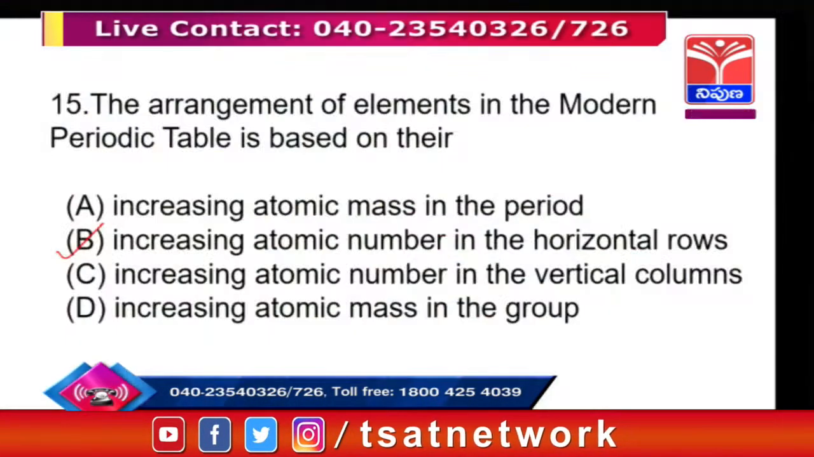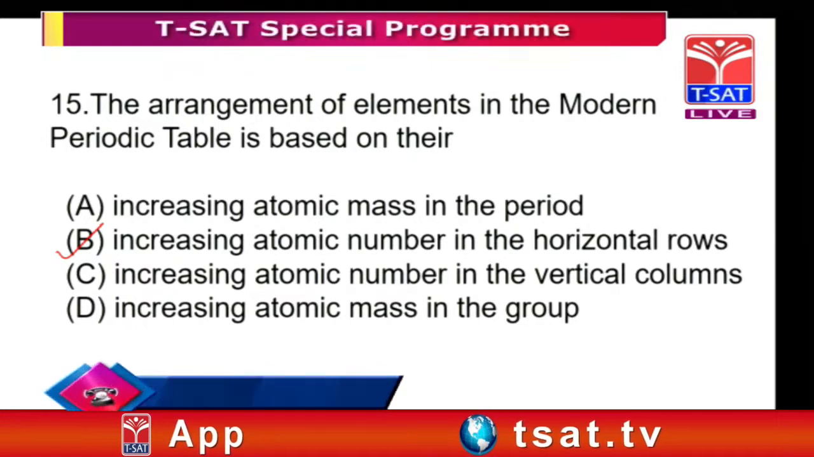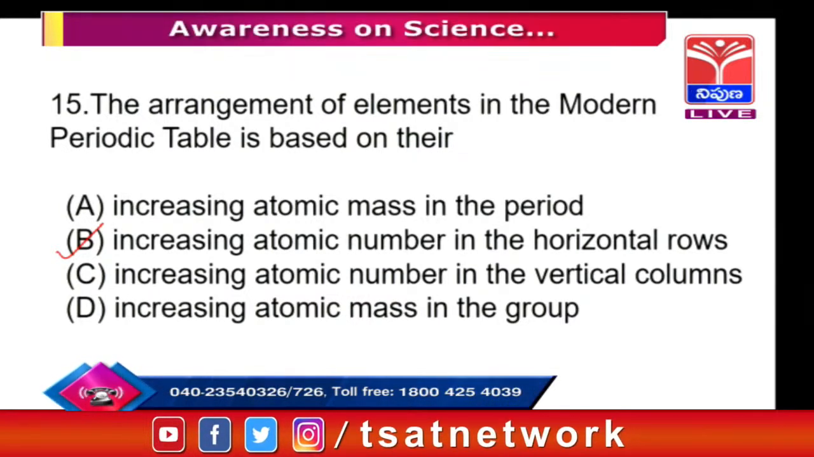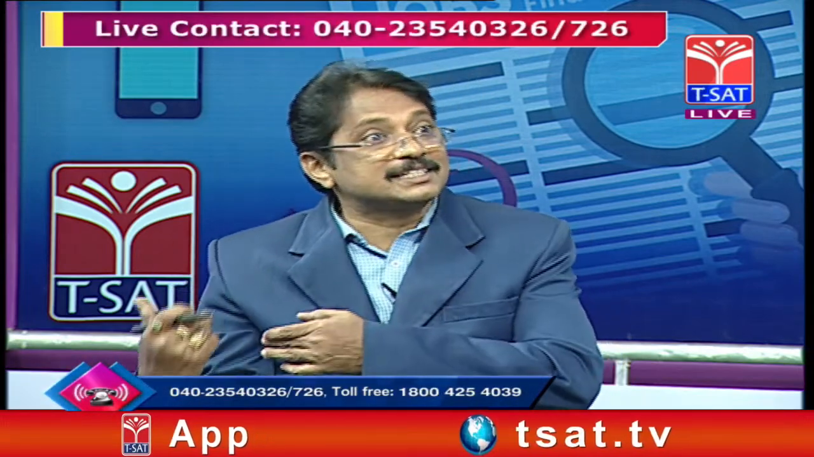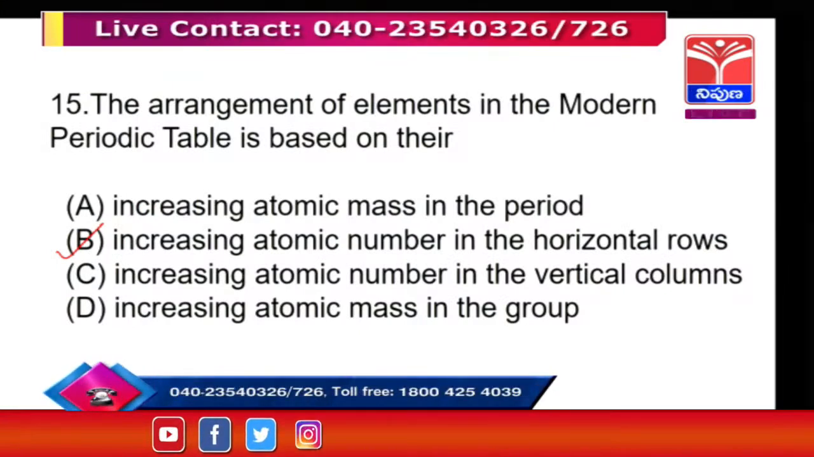The periodic property of the modern periodic table itself says it is the atomic number. Yes. Mostly all these 4 options are a little bit of teasing. Increasing atomic mass in the period also seems to be correct. Increasing atomic number in the vertical columns is obviously correct, because we feel that. But there is no periodic increment for hydrogen, lithium, sodium, potassium: hydrogen 1, lithium 3, potassium 19. This is totally based on atomic numbers, and there is a gradual increase in the atomic number in the horizontal, which is the period: 3, 4, 5, 6, 7. So you can say the increase in the atomic number in the horizontal rows is the correct answer.